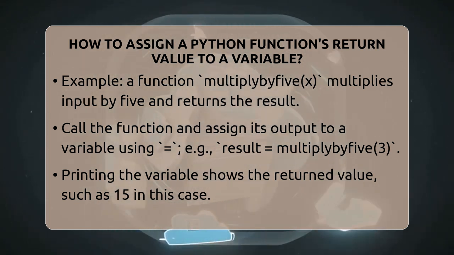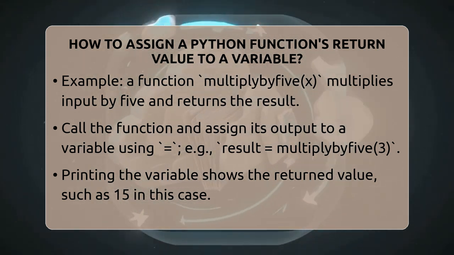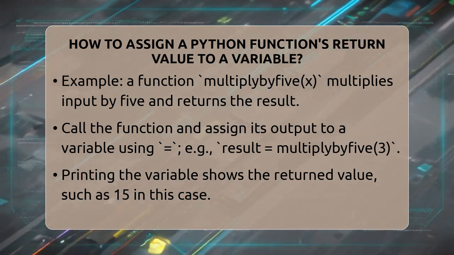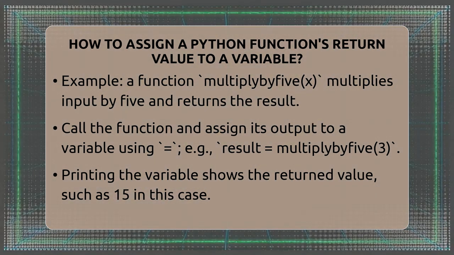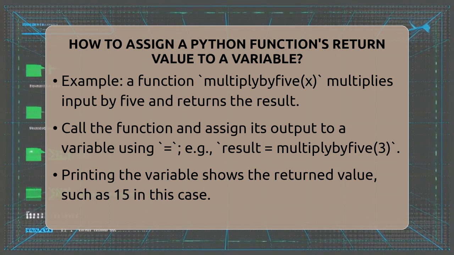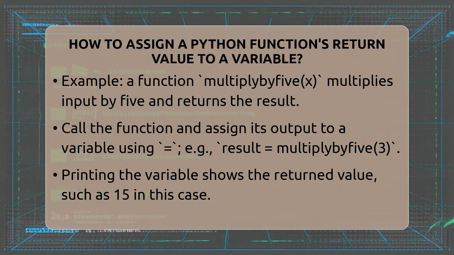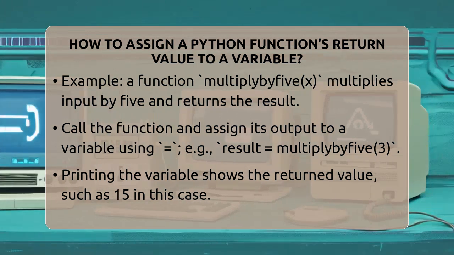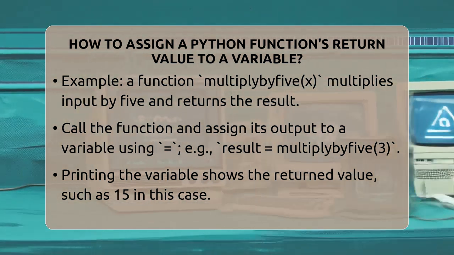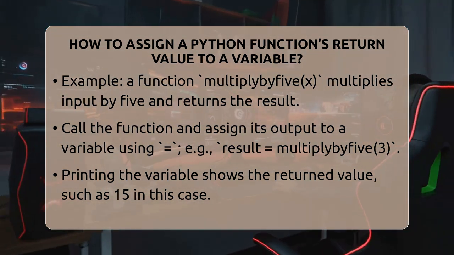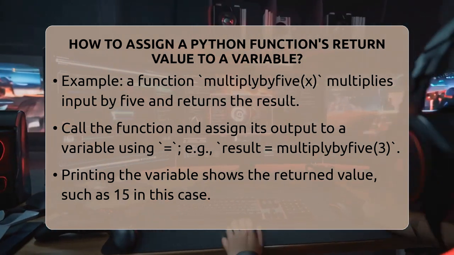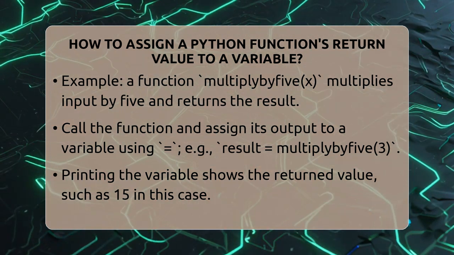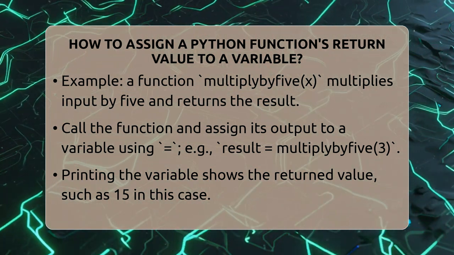Now, to catch that answer, you call the function and use the equal sign to assign its output to a variable. Like this: result equals multiply_by_5, and in parentheses, the number you want to multiply. So, if you write result = multiply_by_5(3), the variable result now holds the value 15. You can print it out or use it in other calculations. When you print result, it shows 15 because that's what the function returned.